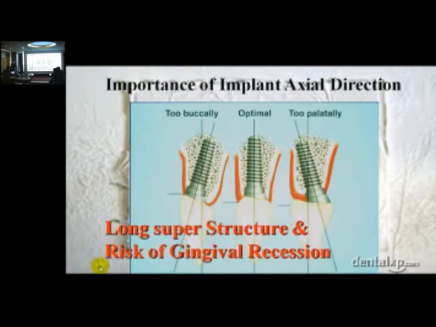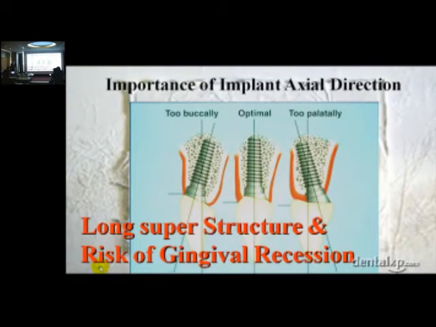In my opinion, it is preferable that the axial direction stays within the edge of the superstructure, because if the implant is inclined buccally, it may cause disharmony of the superstructure cervical line and risk future gingival recession.